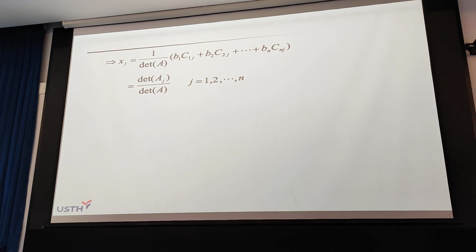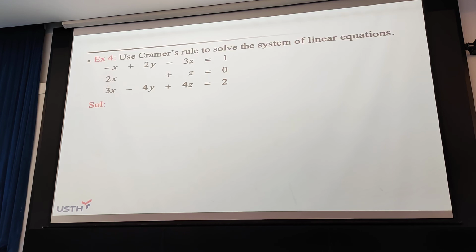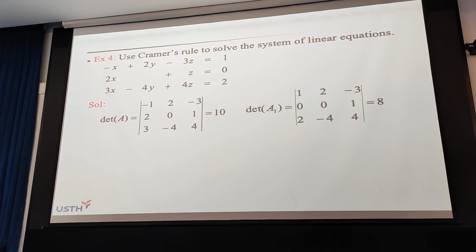Okay, the next one will be the examples for you. Here is a system of linear equations, and we know the coefficient matrix is square, and the determinant is non-zero, it is 10, so it is a Cramer's system. And the determinant of A1 to be that, because now you see, you replace the right hand side column into the first column of A to get that one.